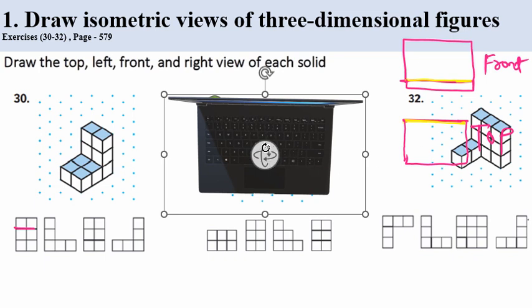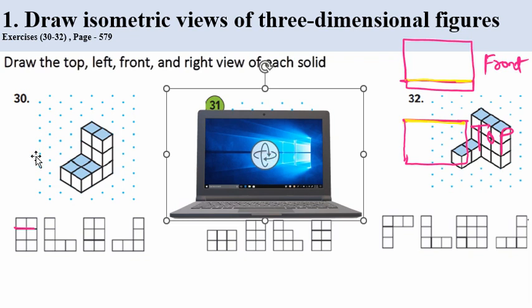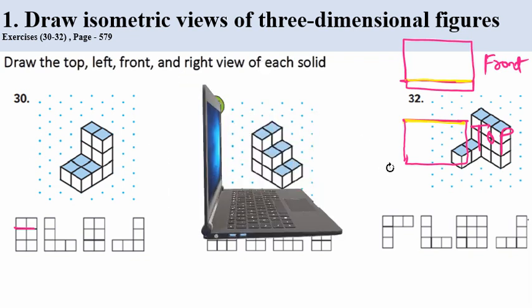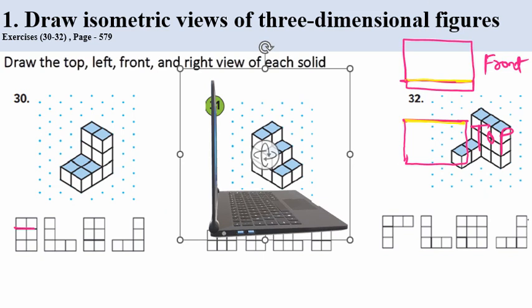Now let me move it to the original shape. Now what will be the left? The left will be this side. So let's look at it from the left. If you look from the left this time, what do you see here? You see an L type of shape, right? Like this type of shape, and this is called left.